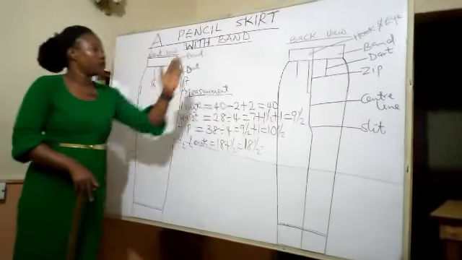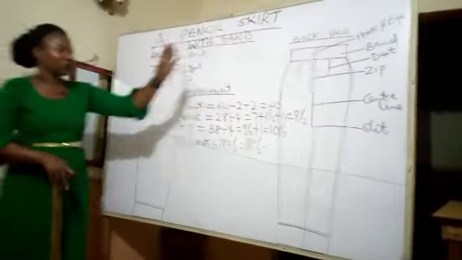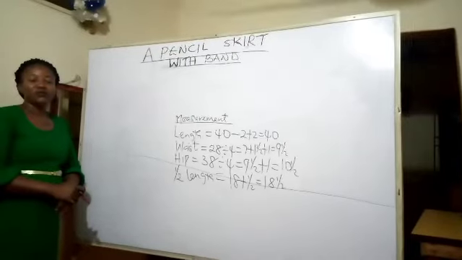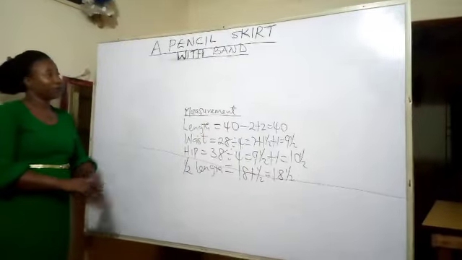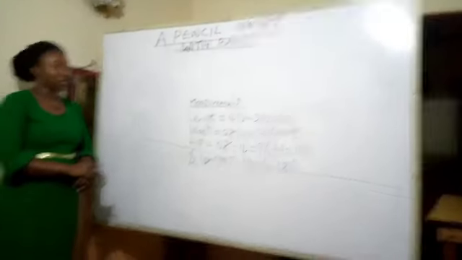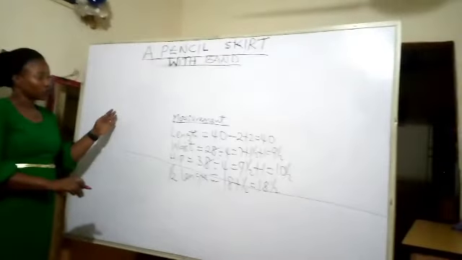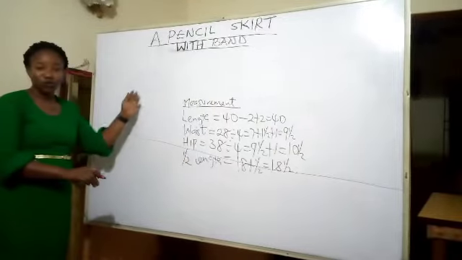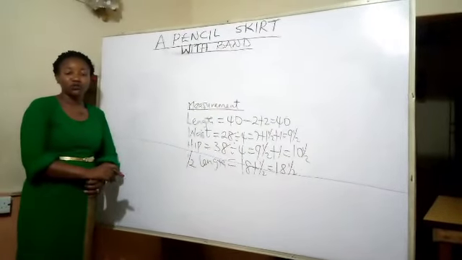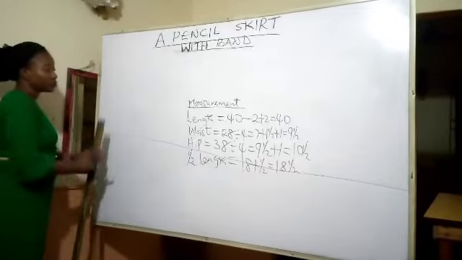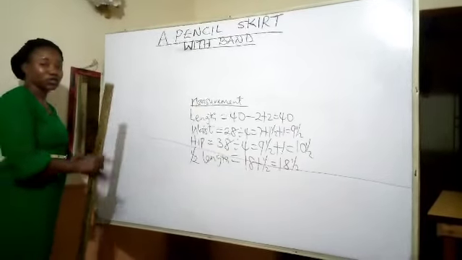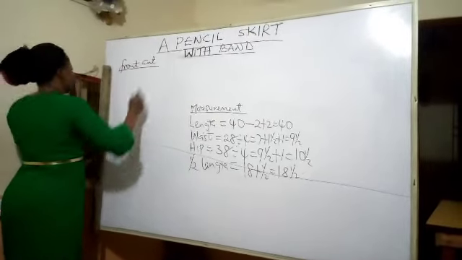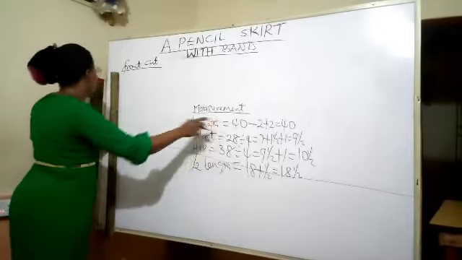Pencil skirt, front view, back view. We have that at the front, and we also have that at the back. We have zip, we have hook and eye, we have band. We want to go into cutting of the pencil skirt. I've already explained the structure of the pencil skirt, the front view and the back view, the measurements, then the calculation. Now we want to move to the cutting of our pencil skirt. The first thing we have to cut is the front cut, the front cut of our pencil skirt. Now we want to be taking these measurements one by one.